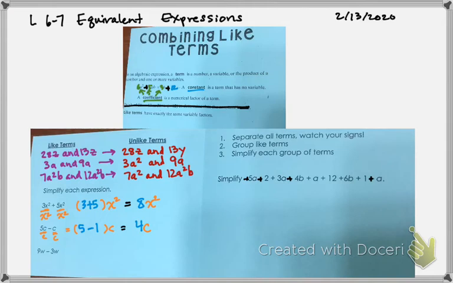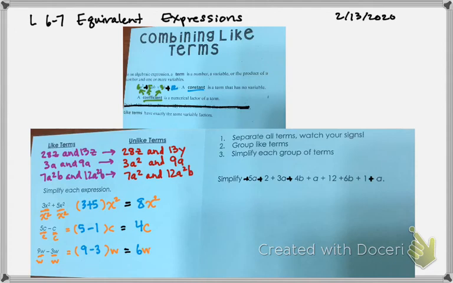Okay. And the last one, let's just look at the variables, and we have 9w minus 3w, and what I notice is they both have a w in common. So I'm going to factor out the w. And that leaves me inside 9 take away 3, which equals 6w.